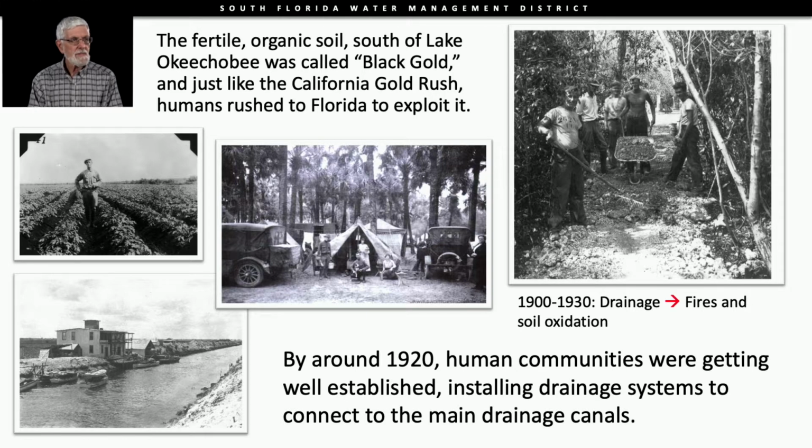And of course, this rich organic soil known as black gold brought a lot of people to Florida, and by 1920, human communities were getting well established and installing their own drainage systems, like this image here on the right, trying to build their own canals which would connect to the bigger canals so that we could have development.